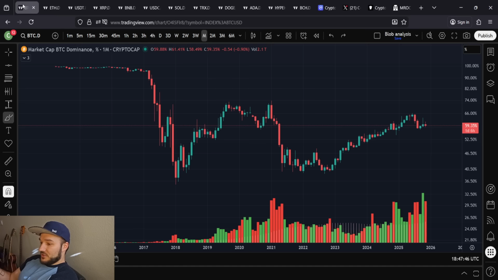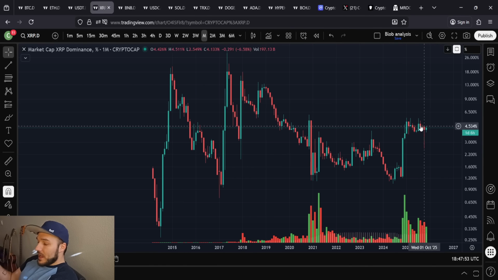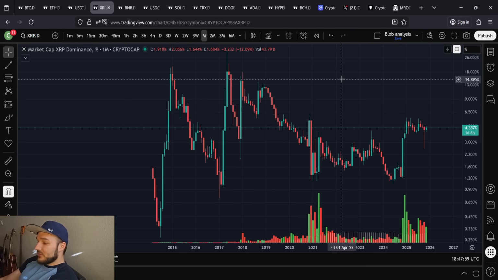But here's what you don't normally see. You don't normally see Bitcoin dominance and Ethereum dominance down in a time when we're down. And then XRP's dominance is up. Right? You can see XRP dominance growing while Ethereum dominance and Bitcoin dominance is dropping. That can happen. But while the rest of the market's down, it's kind of interesting.